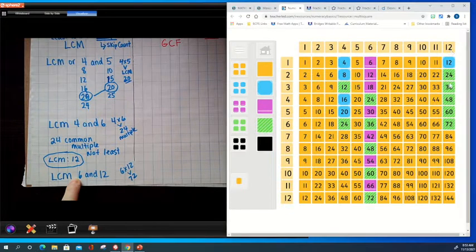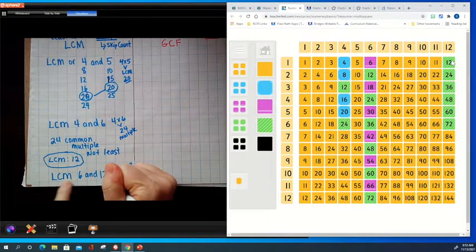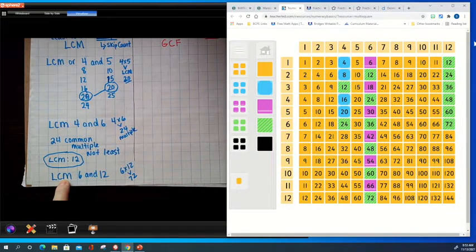Every factor of 12 is also, you could count by 6s and land on it, so it is a multiple of the same number. But check this out. The least is 12. So if I skip count by 6s and I skip count by 12s, I will actually land on that number. So sometimes the least common multiple is one of the numbers, okay? So just kind of be careful with that.